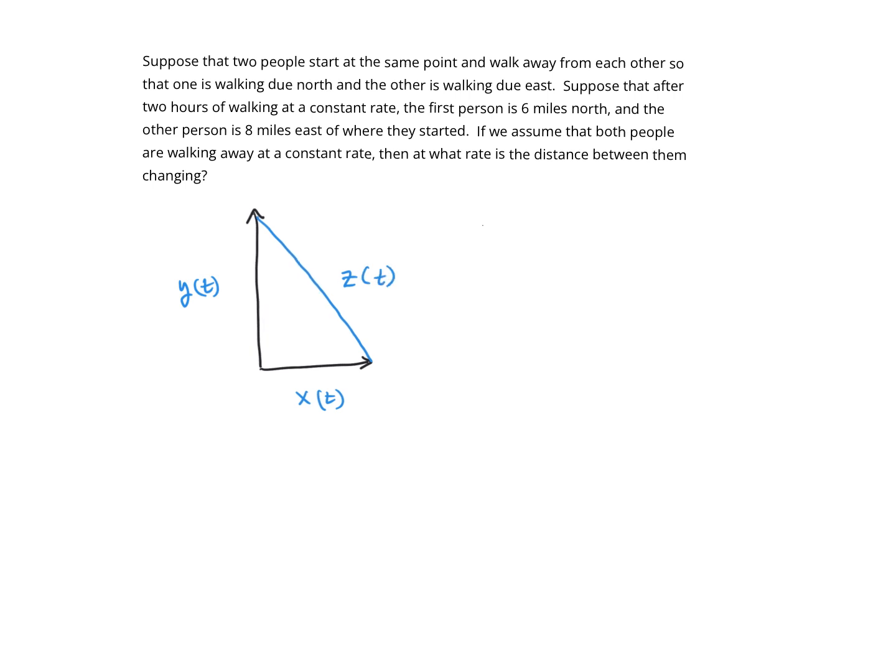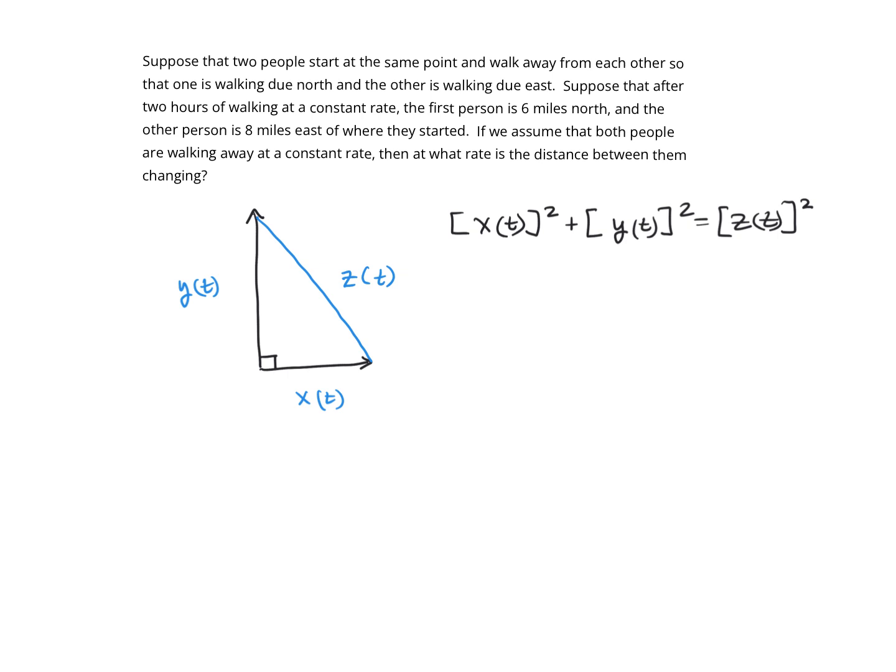And because one is walking due east of the other person walking due north, we know that we have ourselves a right triangle. So our distances actually satisfy the Pythagorean theorem. That theorem says that the sum of the squares of the legs equals the square of the hypotenuse. So writing it with function notation, we're going to have x of t squared plus y of t squared is equal to z of t squared. And again, this is a relationship that holds for all values of t.